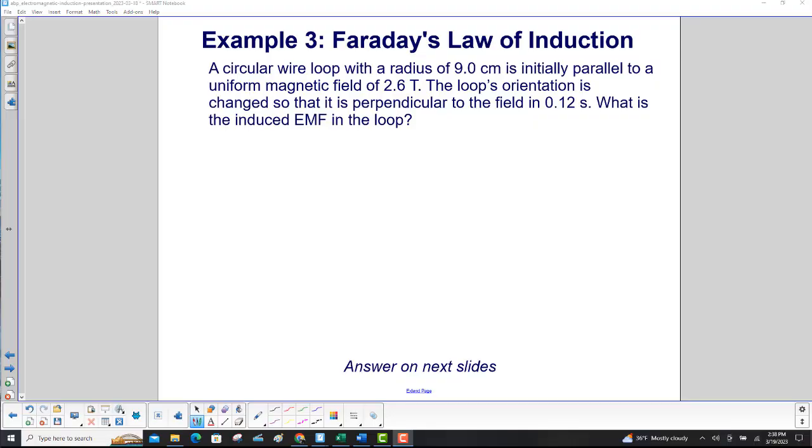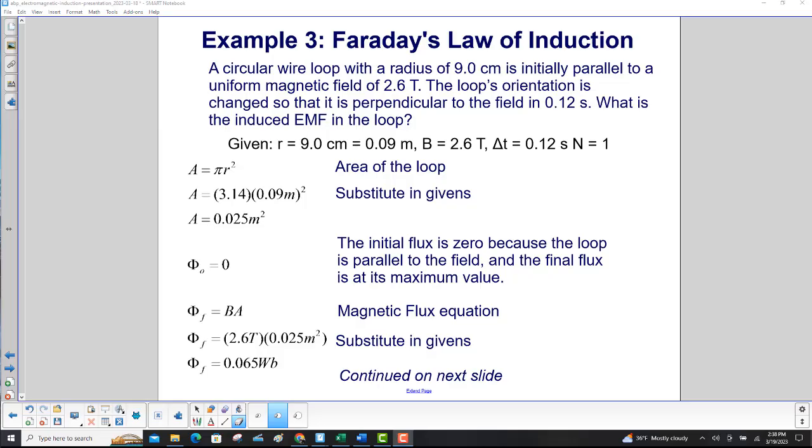A circular wire loop with a radius of 9.0 centimeters is initially parallel to a uniform magnetic field of 2.6 Tesla. The loop's orientation is changed so that it is perpendicular to the field in 0.12 seconds. What is the induced EMF in the loop? First, we write out our givens. And let's be very careful with the radius here. It's given in centimeters, but we need to use meters to solve the equation.